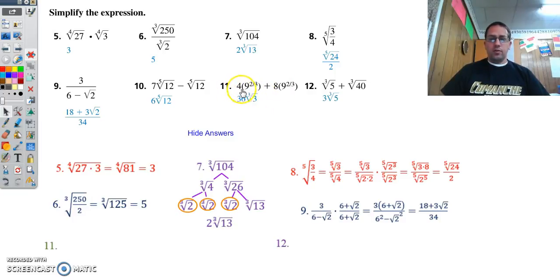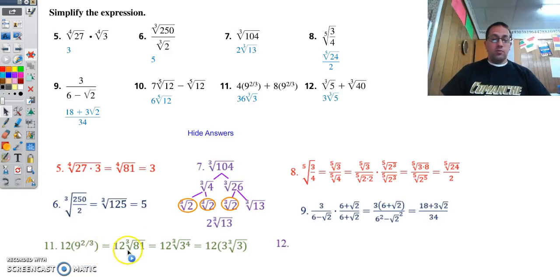It starts off really easy: 4 times 9 to the 2/3 power plus 8 times 9 to the 2/3 power. So that's 4 of them and 8 more of them, so that's just 12 times 9 to the 2/3 power. Well, we can simplify this. Normally we want to take care of the denominator first, the radical, but I don't know what the cube root of 9 is. 9 squared, though, I can do that.